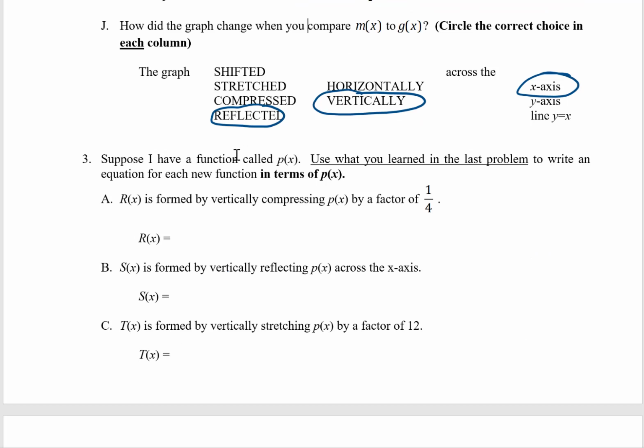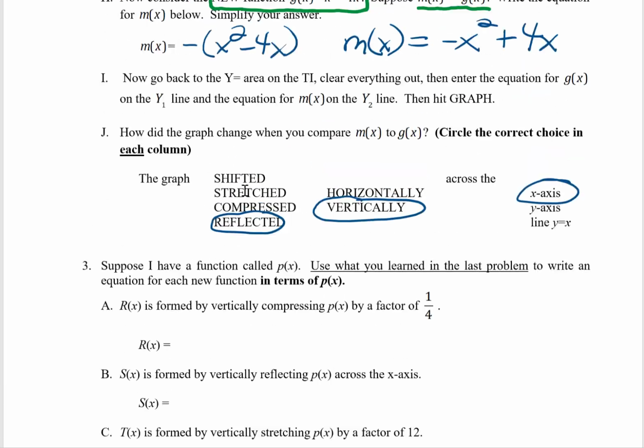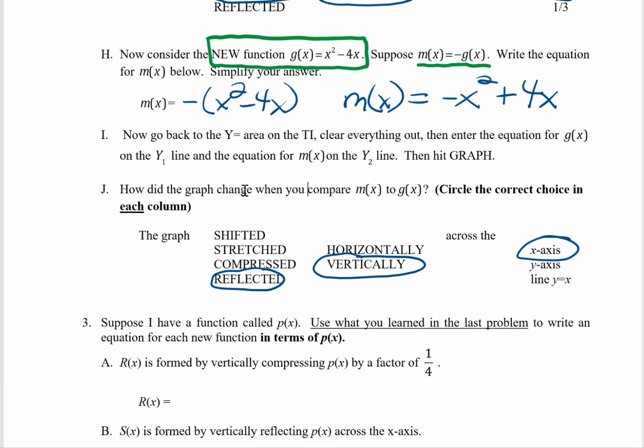In problem number 3, we'll put this all together. So let's say we have a function called p of x. We're not going to give the equation for it. Let's use what we've learned here to write an equation for each of these new functions in terms of p of x. In terms of p of x means I'm being asked to write something like this. I'm not being asked to write an actual equation, just something in terms of p of x.